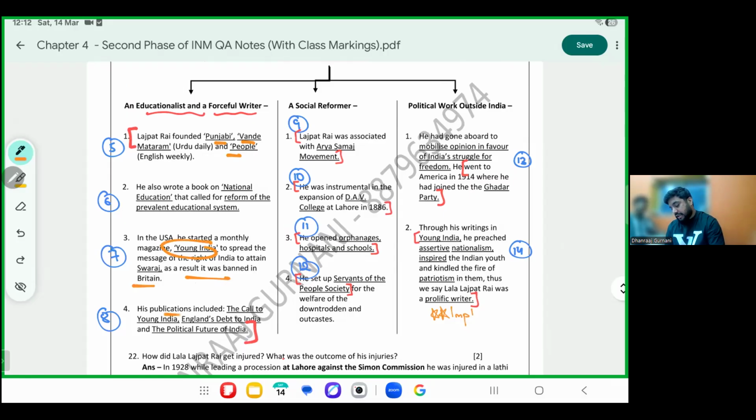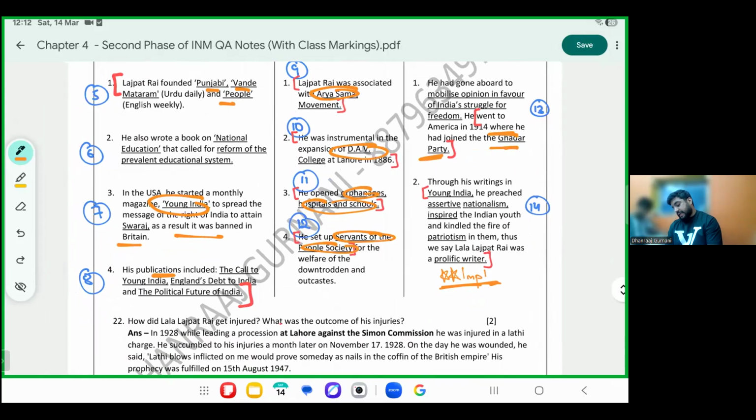His other writings or publications were Call to the Young India, England's Debt to India, and the Political Future of India. He was associated with Arya Samaj, DAV movement, orphanages, hospitals and schools, and Servants of People Society. Number 12, in America, he joined the Ghadar party there. And the last one, very important, in his Young India, he used to preach assertive nationalism, patriotism, and hence we can say Lala Lajpat Rai was a very prolific writer.